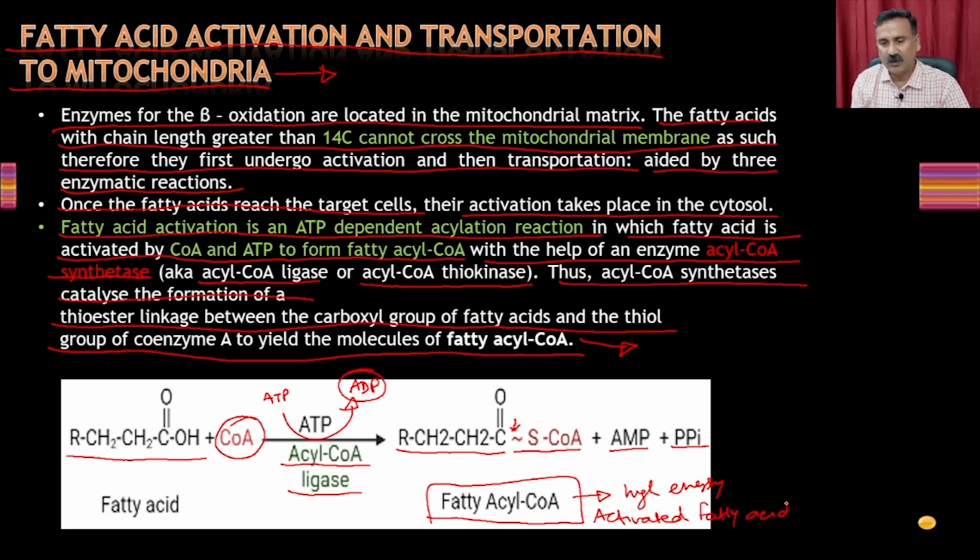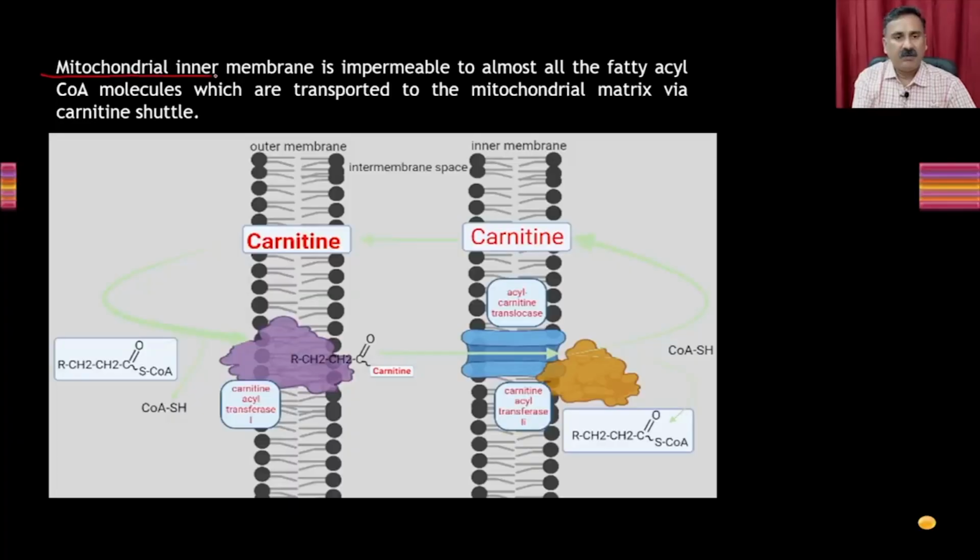So basically, what you have done is you have put a tag on this particular fatty acid, saying that this fatty acid will go inside the mitochondria and undergo beta oxidation. The mitochondrial inner membrane is impermeable to almost all acyl CoA molecules, which are transported to the mitochondrial matrix via the carnitine shuttle. So there is a carnitine shuttle through which the fatty acyl CoA molecules are transported.